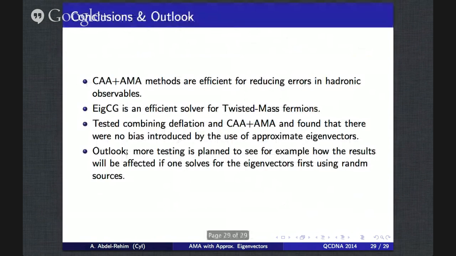So my conclusions are that this all-mode averaging method is efficient for reducing the errors of hadronic observables. IXCG worked very well for twisted mass, at least not at the physical pion mass, but so far it worked very well. We tested how to combine this deflation with the all-mode averaging method, and we found that there is no bias introduced with these approximate eigenvectors for the observables that I presented here.